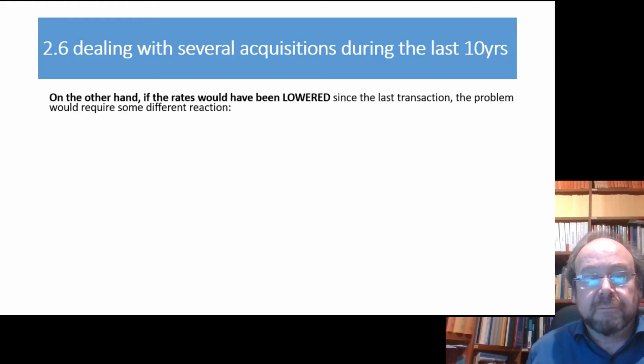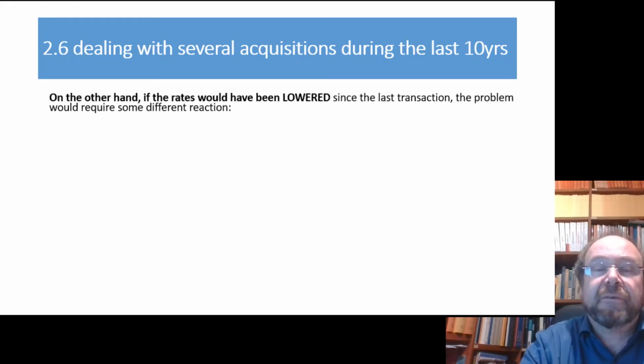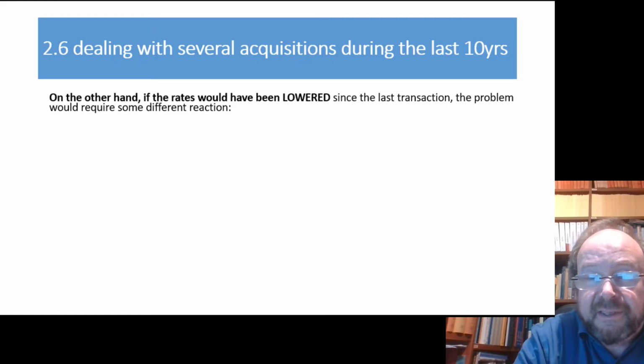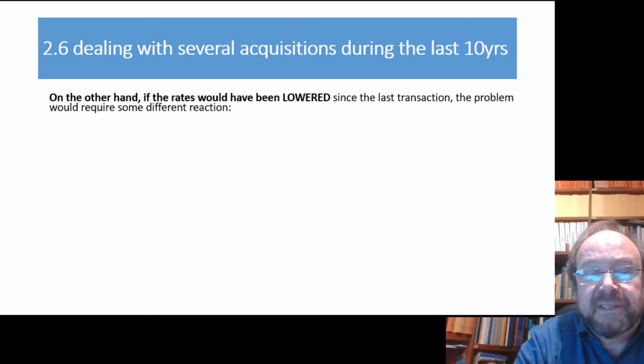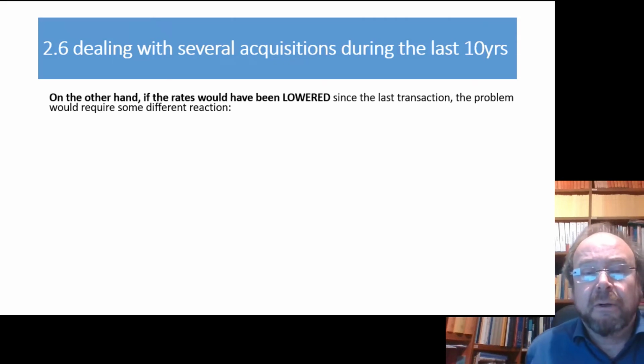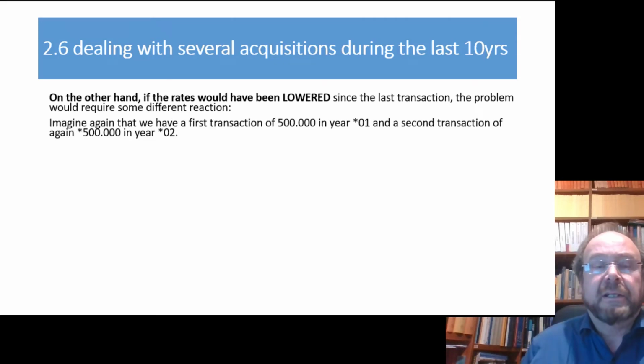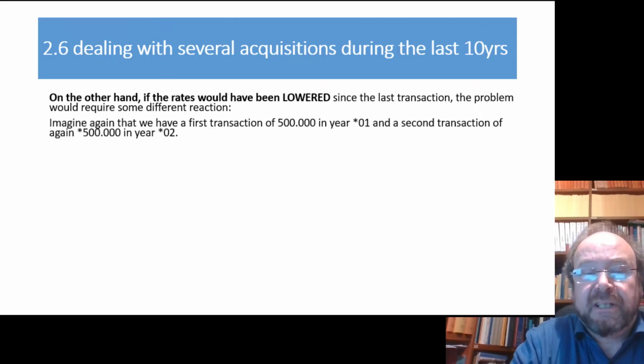On the other hand, what happened if the rates had been lowered since the last transaction? Then the problem would have to require some different reaction. Now, imagine that if we have a first transaction of 500,000 in year 1 and a second one of 500,000 in year 2.